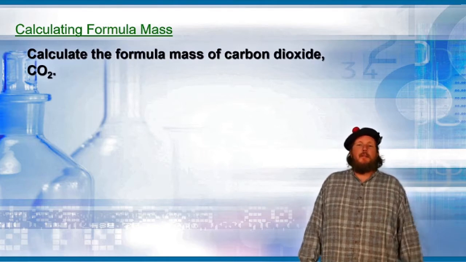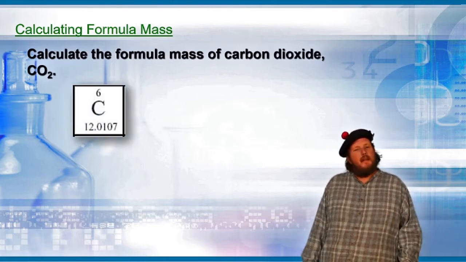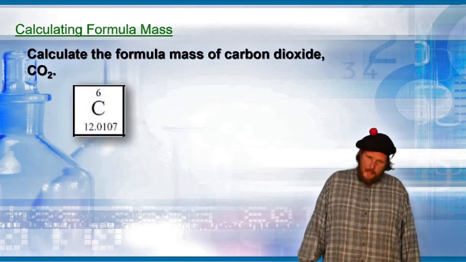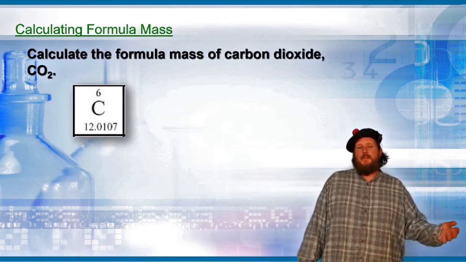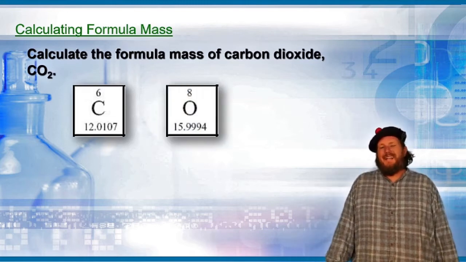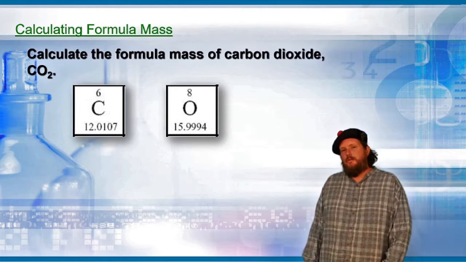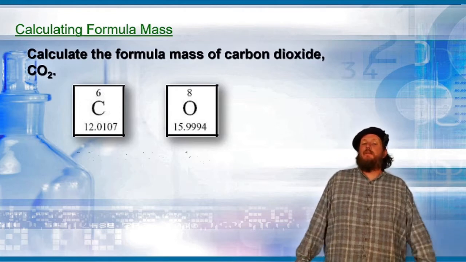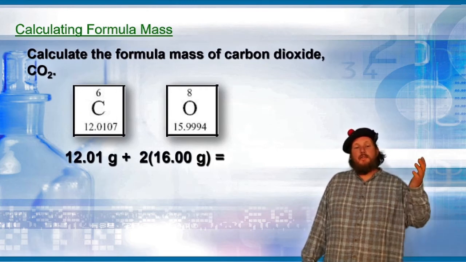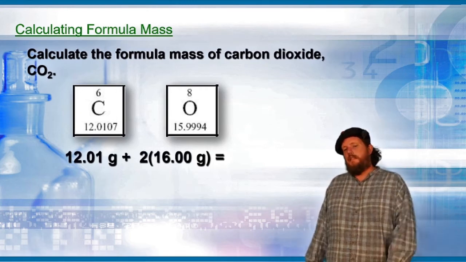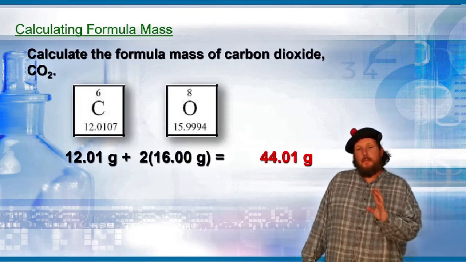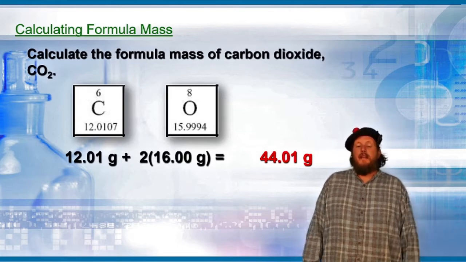So calculate the formula mass of carbon dioxide. We look on the periodic table, we see that carbon has a mass of 12.0107. You don't have to put all of those digits. 12.01 is plenty. And oxygen is 15.9994, which when we round that to 2 decimal places gives us 16.00. So 12.01 grams of carbon. There's 2 oxygens, so 2 times 16 gives us 44.01 grams for the formula mass of carbon dioxide.